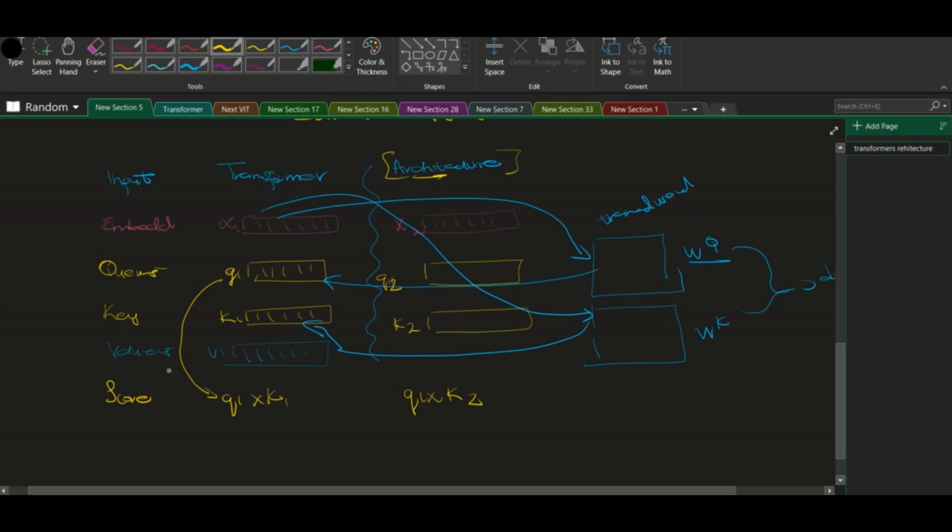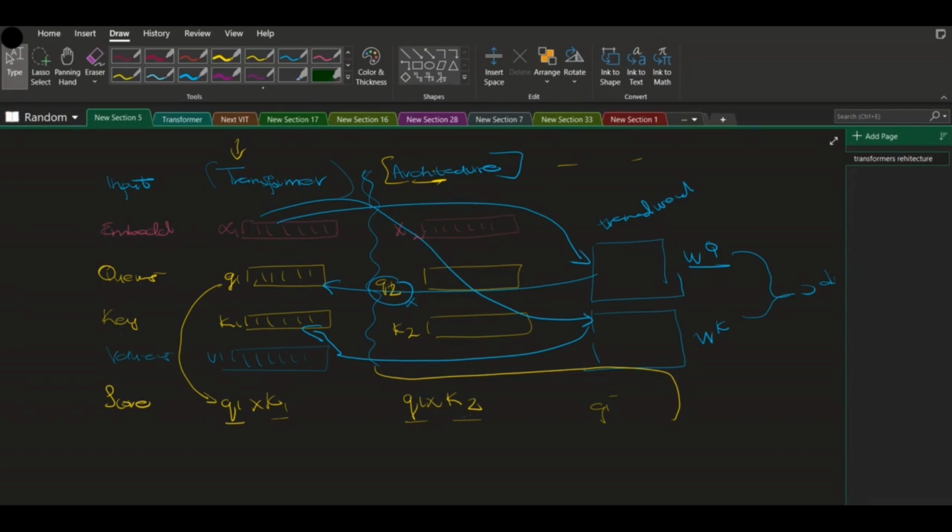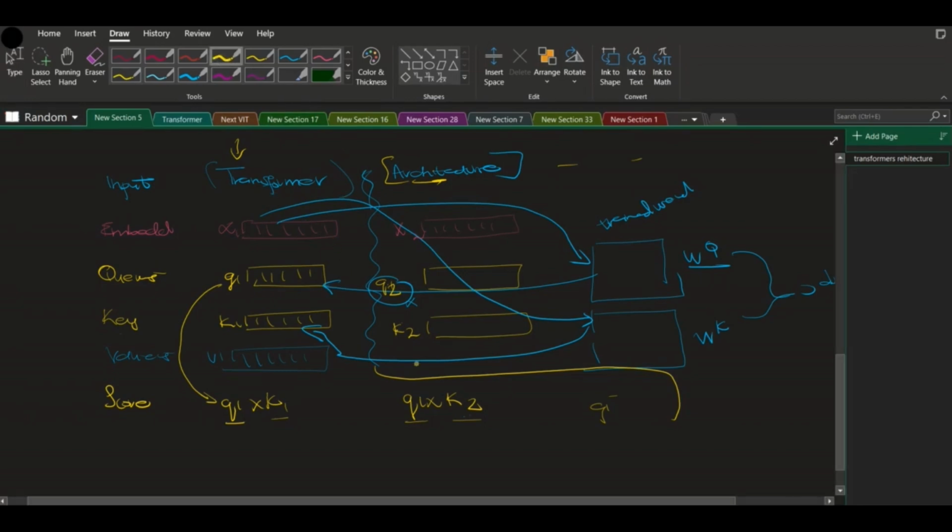So we focus on the first weight. We take q1 multiplied by k1, q1 multiplied by k2, just like that. If we had multiple weights, then we would say q1 multiplied by k3. Before we move on, I just want you to understand that we are doing this transformation for only one weight, hence we're taking q1 multiplied by k2.